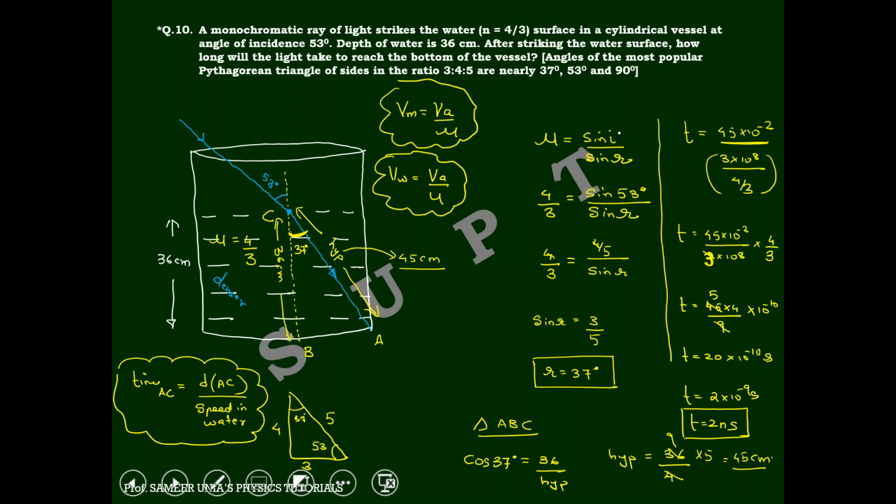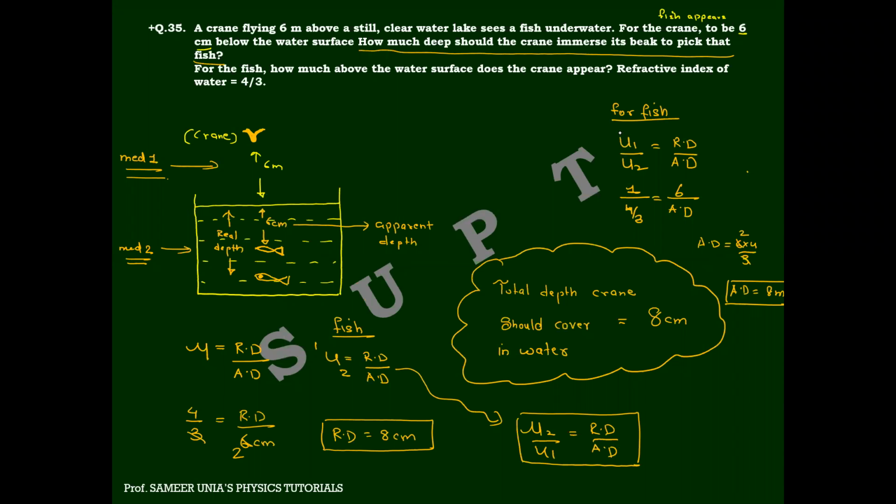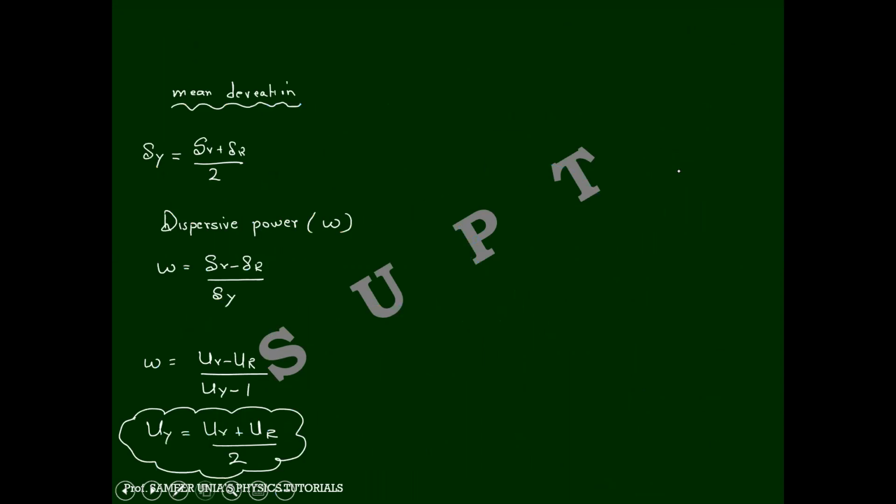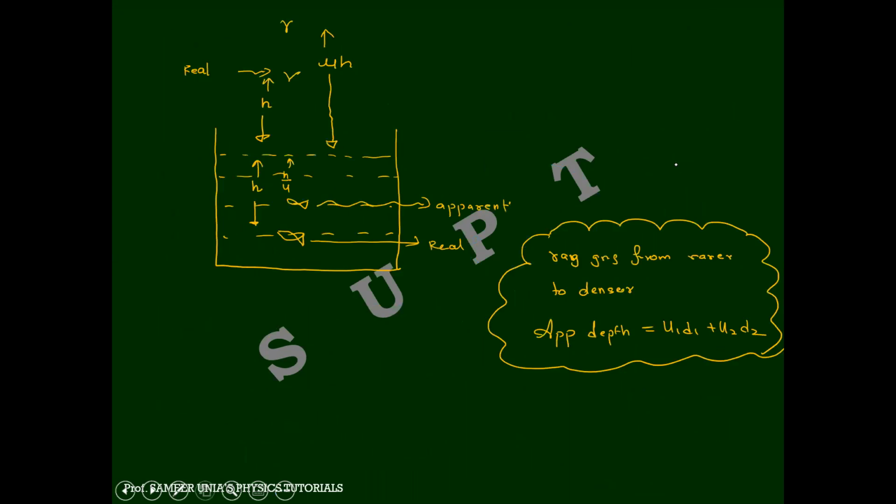The second sum I did was based on trigonometry and time only. μ is sin i upon sin r. The third sum we did was of the crane and the fish. The fish appears raised by h by μ, and the crane appears higher by μh. Then we did the coin sum. If there are two media, you can apply the formula d1 by μ1 plus d2 by μ2. The LED bulb is the same.